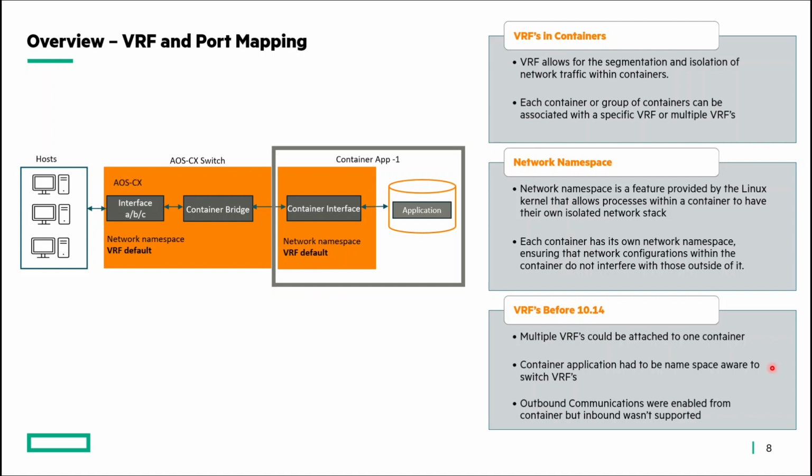Before 10.14, the container infrastructure allowed the user to attach a container to multiple VRFs. However, the container application ran in an isolated environment, and it was required for this particular application to be VRF or namespace aware, so that it could switch from the isolated network namespace into the others that were made available to the containers. So if this container application has to reach outside, it should know the available VRFs, is what we're trying to say.